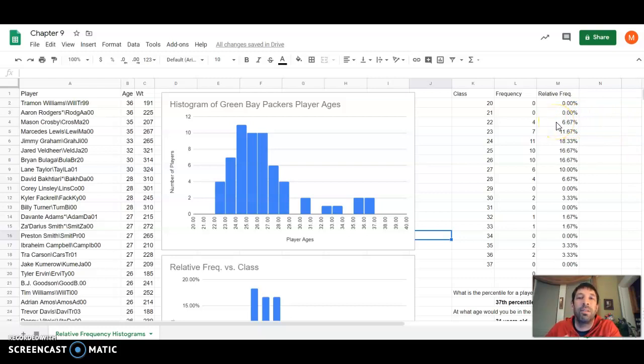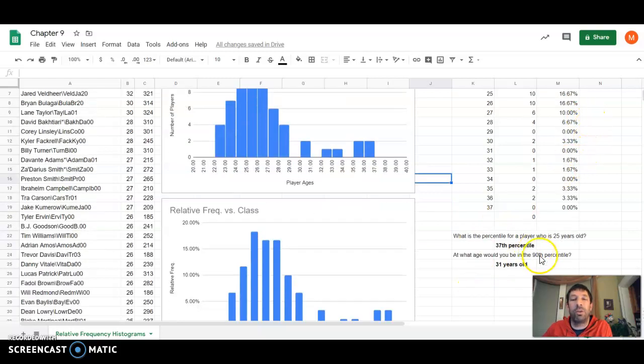And so that's what a percentile means. Again, what percentage of the values are below the one that you're looking at? Or at what level would you have to be so that 90%, for example, are below you? Okay?